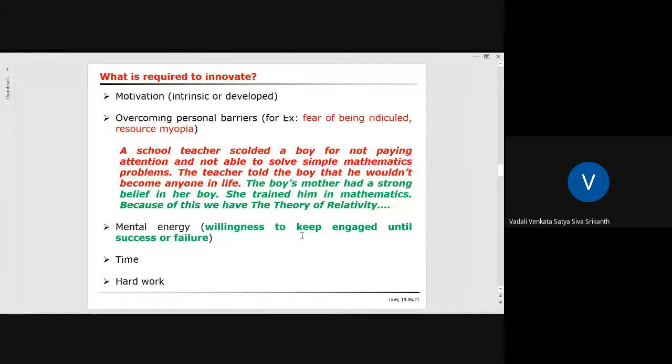Mental energy is also an important requirement to innovate. What is it? Being willing to keep engaged until success or failure. And of course, you need to spend time on this and work hard. These are requirements to innovate.